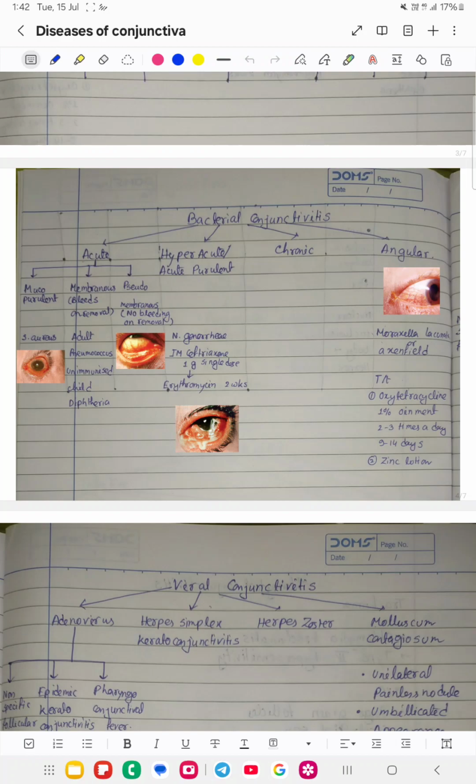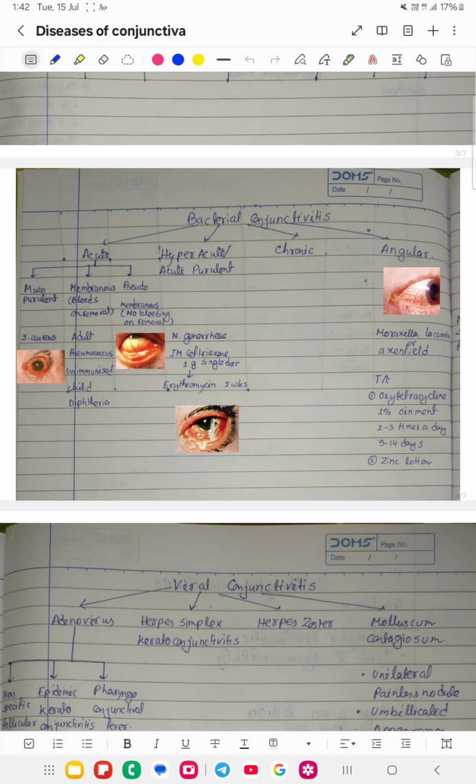Mucopurulent bacterial conjunctivitis is mainly due to Staphylococcus aureus. The causative organism in membranous bacterial conjunctivitis is mainly, in adults, pneumococcus, and if it is an unimmunized child, then it is due to diphtheria. As we know, immunization includes the DPT vaccine. If the child has not taken the DPT vaccine, then he or she is prone to diphtheria.